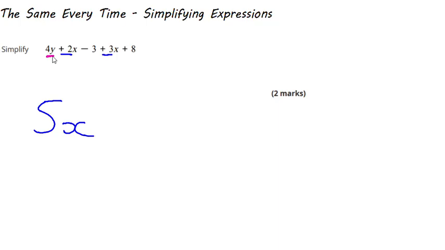Now looking at the Y, we can see actually I only have 4 times Y. That's my only Y term in there. But I have to remember this is actually a positive 4 times Y. Now that's very important because that's how I need to write it down in my simplification. So plus 4 times Y.